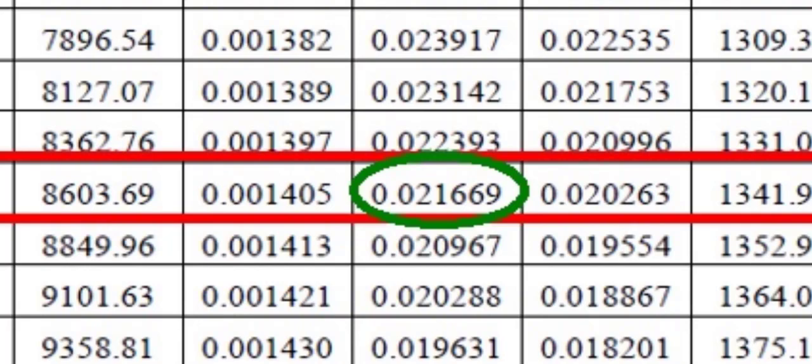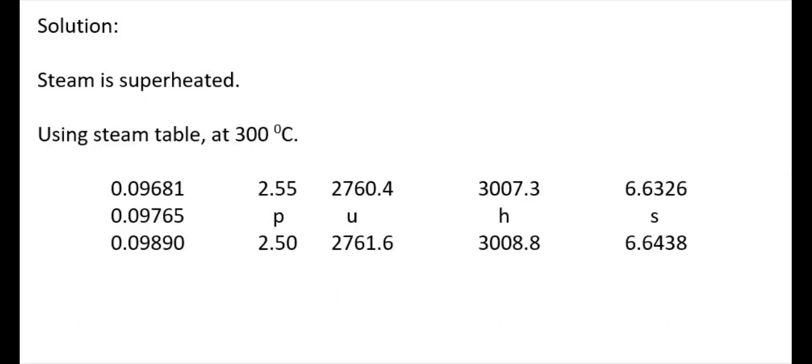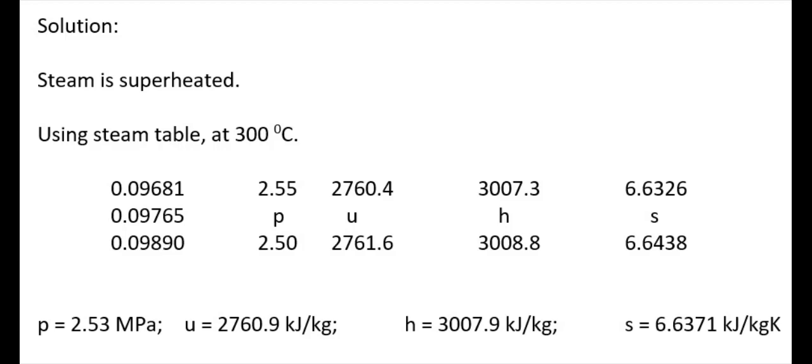Since the specific volume, 0.09765 meter cubed per kilogram, is greater than the specific volume of saturated steam, 0.021669 meter cubed per kilogram, at 300 degrees Celsius, therefore, the steam is superheated. Using the steam table, at 300 degrees Celsius, table 3, we can get these values. Using interpolation, we can solve the value of pressure, which is 2.53 megapascals, internal energy of 2760.9 kilojoule per kilogram, enthalpy of 3007.9 kilojoule per kilogram, and entropy of 6.6371 kilojoule per kilogram Kelvin.